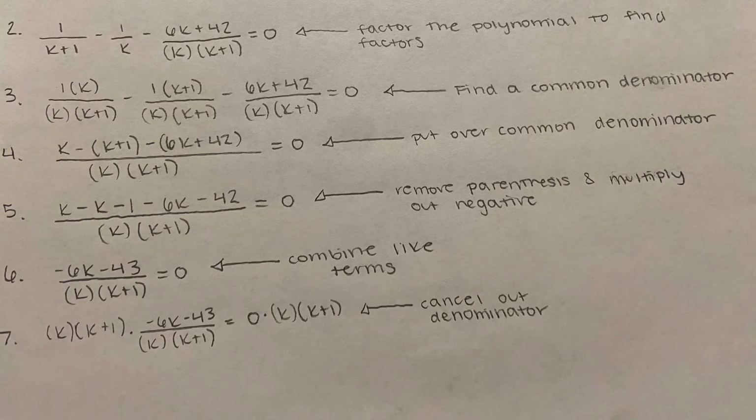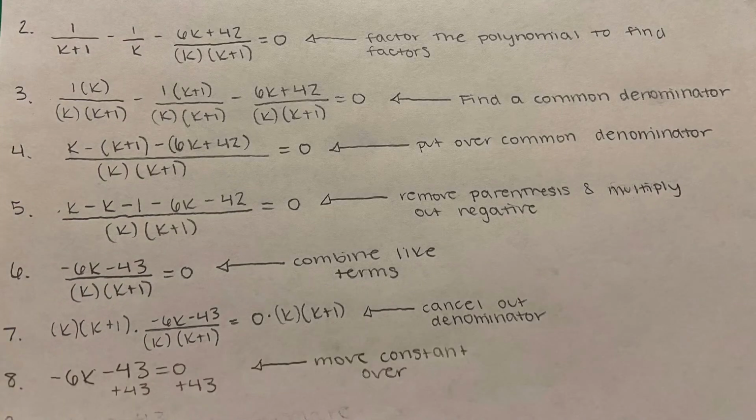Next, you want to cancel out the denominator, and to do that, you have to multiply the denominator by both sides. So you multiply k times k plus 1 times the term on the left, and then what you do to the left, you have to do to the right, so you multiply 0 times k times k plus 1. So now that you have the denominator canceled out, you have a simple equation, so you can just move the constant over to the other side, which you do by adding it. So you add 43 to the left side, which cancels it out, and then you add 43 to the right side, because what you do to the left, you have to do to the right.